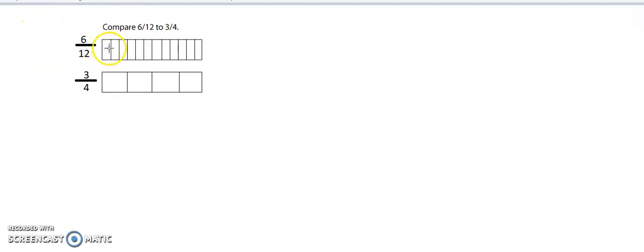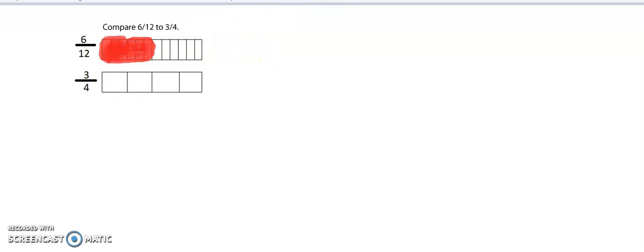So we have 6/12s, and we have 1, 2, 3, 4, 5, 6, 7, 8, 9, 10, 11, 12 pieces. And for 6/12, my numerator tells me that 6 of these must be shaded in. So let's go ahead and shade them in. We'll use the color red here, and we'll try to be as neat as possible. 1, 2, 3, 4, 5, 6. Okay, so we got 6/12 shaded in.